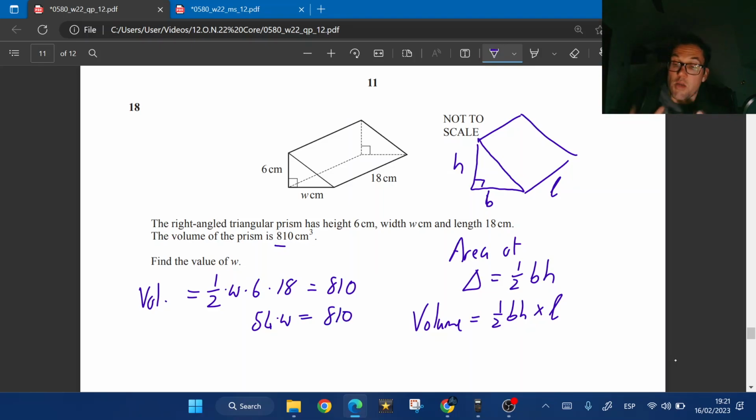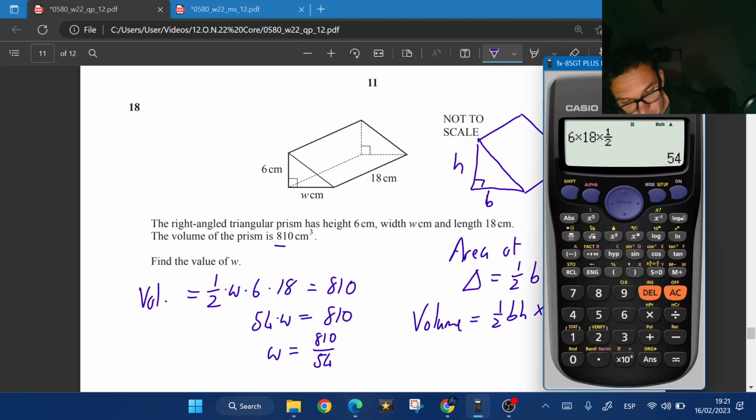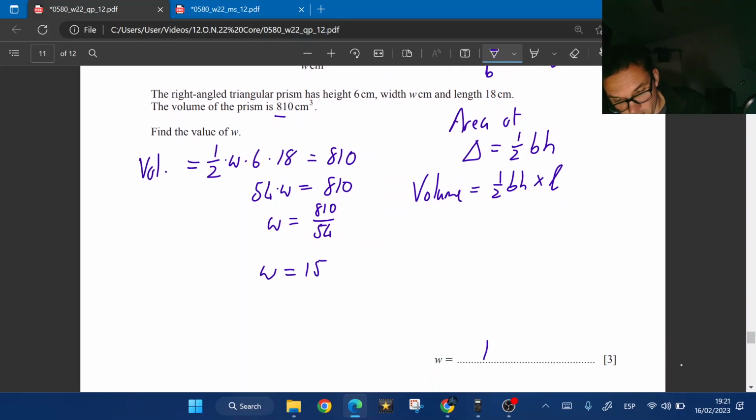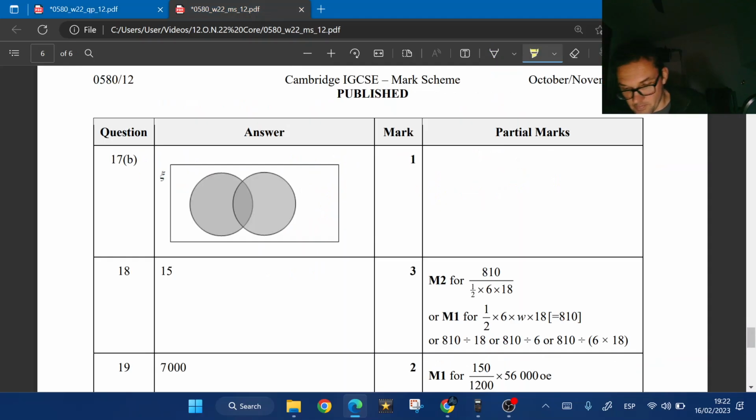Now we just need to get the W by itself. To do that, we divide 54 on both sides, or divide the 54 on the other side, whichever way you see it. So that means W equals 810 divided by 54. And there we go, 15 is the answer. Write the units just to be thorough. Okay, they don't give marks for the units though, just having 15, that's good.